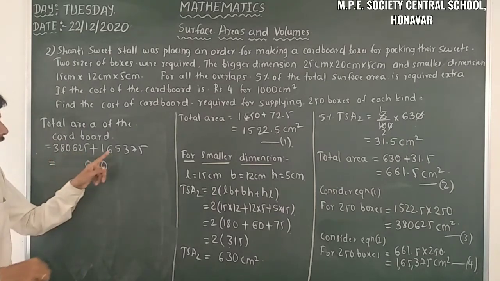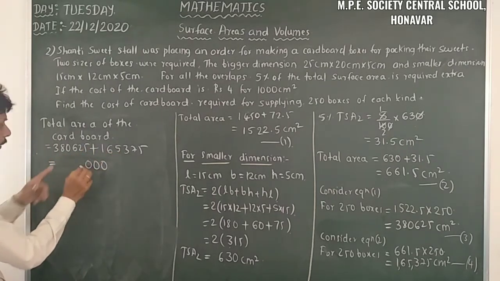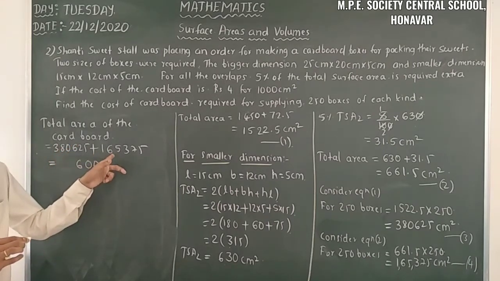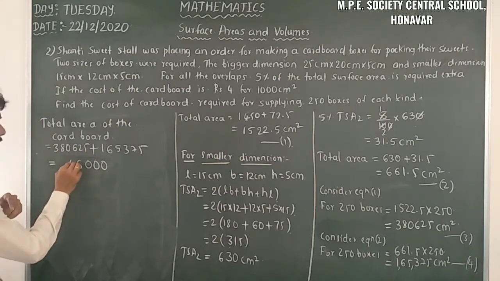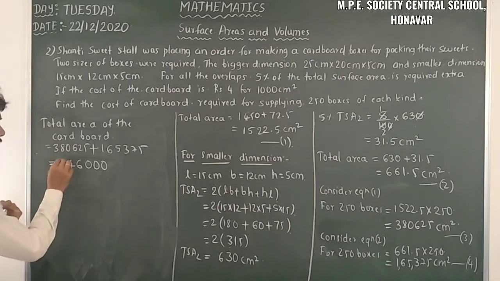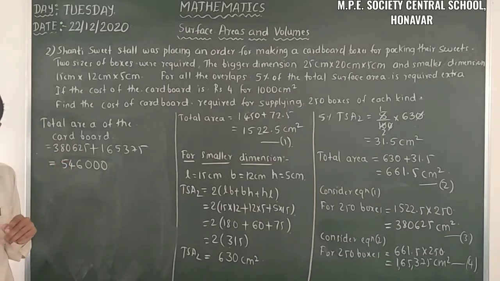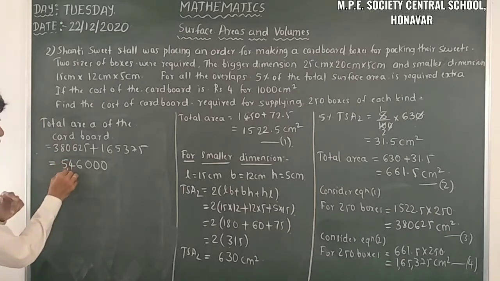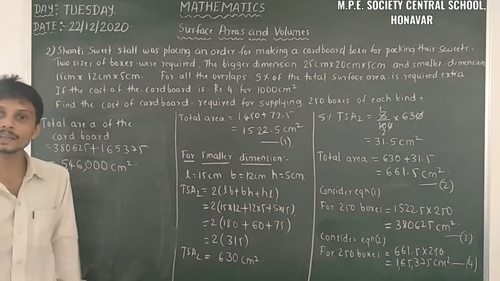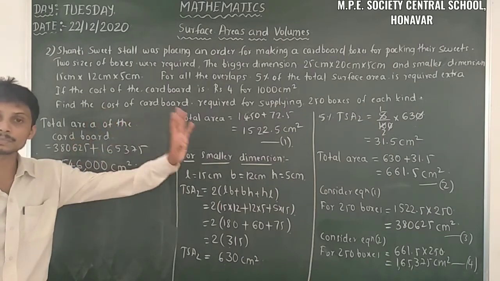So here we have 1 and 5 plus 1. 5 plus 0, it is 5 plus 1, it is 6, and 8 plus 6, here it is 14. So here we have 4 plus 1, so 3 plus 1, 4 plus 1, 546,000. That is 5,46,000 centimeter square. It is the total area. So total area of the card sheet.